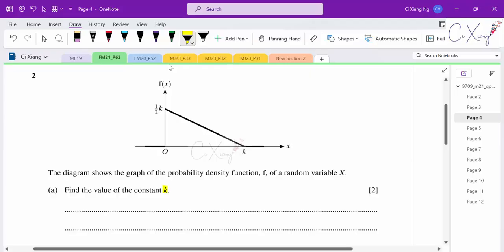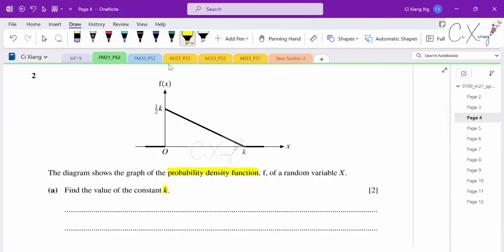To find k, first of all, we want to use the idea I mentioned just now. When you have a probability density function, the area under the graph must always equal 1. You can see that the area under the graph is the area of a triangle. Therefore, I will use the idea that the area of the triangle should equal 1. How can I find the area of the triangle here? I'm taking half times base.